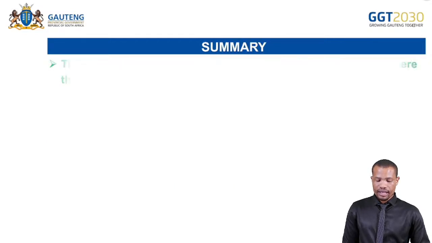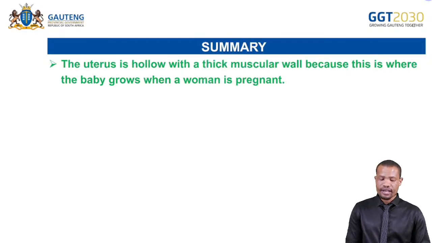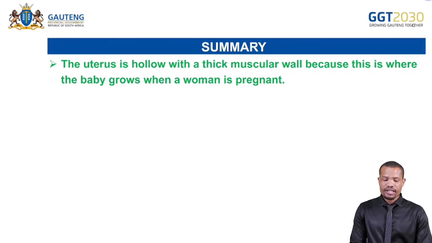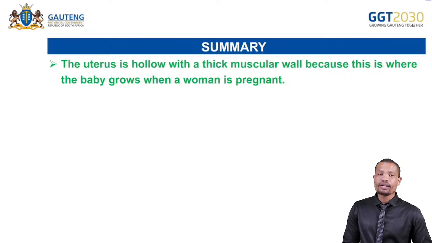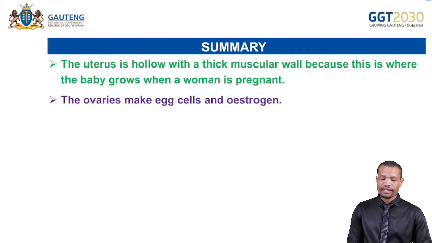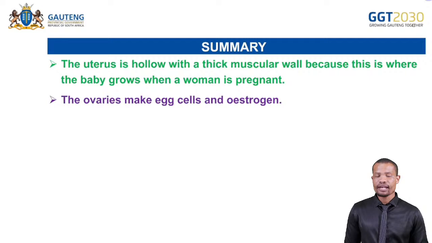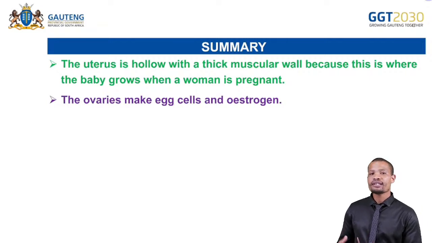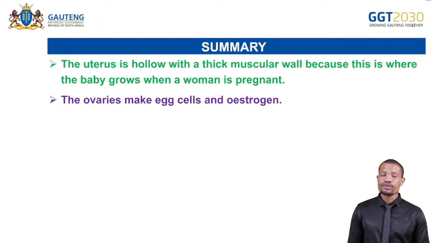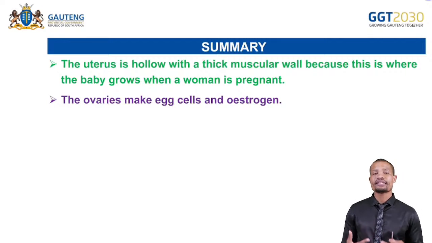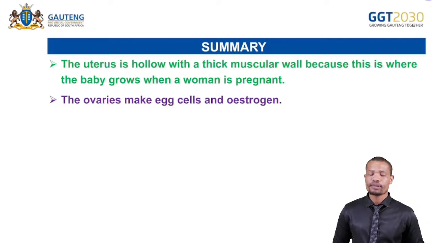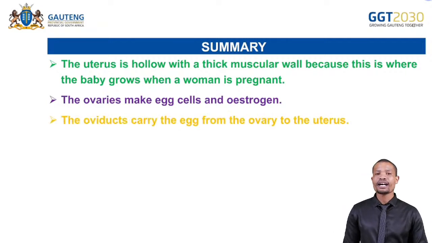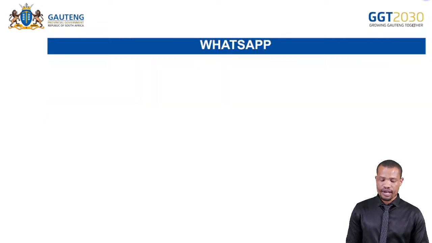right, let's move on. The uterus is hollow with a thick muscular wall because it is where a baby grows when a woman is pregnant. The ovaries make egg cells and estrogen. Egg cells are the female sex cells, and the estrogen is the hormone that maintains maturity in the female body. The oviducts carry the egg from the ovary to the uterus.